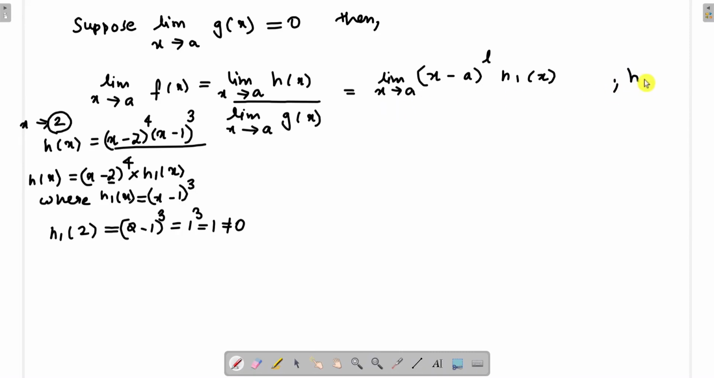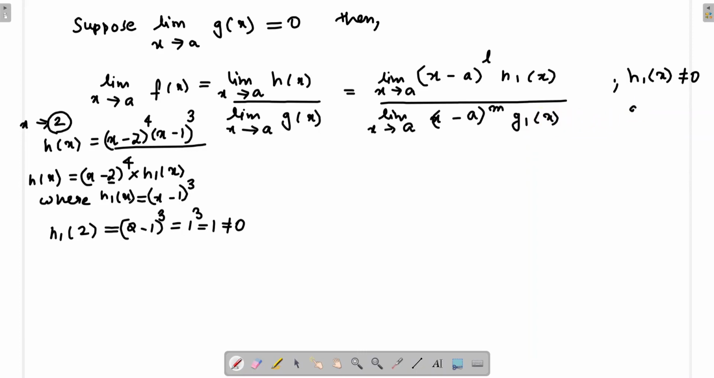So as in this we have h1(x) is not equal to 0, and then similarly we have to do the same thing for the denominator. So limit x tends to a of (x minus a) raised to m, some other power we can get. Okay, and then we have the function g1(x). We have to look at the value of the function at the point, so h1(a) and g1(a), both are not equal to 0.